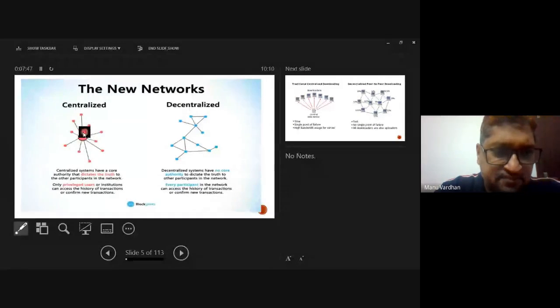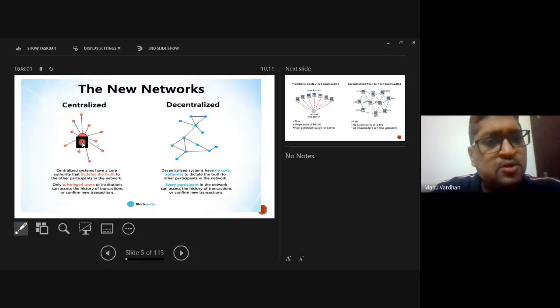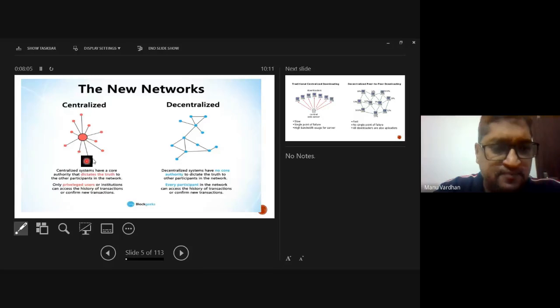So in the centralized system, we have a core authority that dictates the truth to the other participants in the network. Only a privileged user or institution can access the history of transactions and confirm new transactions. This is a kind of centralized network where all the users are connected to a centralized authority or centralized server, and they will get the required services from this centralized server only.